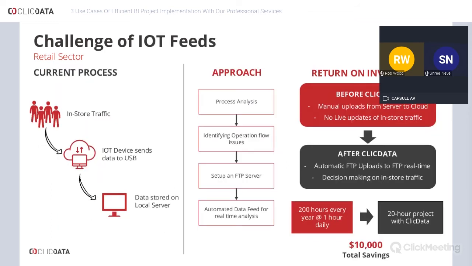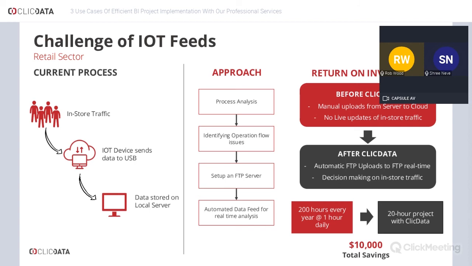The second use case is about IoT. It's a challenge that we've seen in a lot of other retail sectors as well. Most IoT devices prefer to send data to USBs, or they send data to a local server in a CSV file, which makes it challenging for the client to get real-time analytics on top of this. So this was a data management project for us, where we had to identify the operational flow issues. Based on the issues they were having, we decided that setting up an FTP server would be an ideal way for them to work around this particular issue.